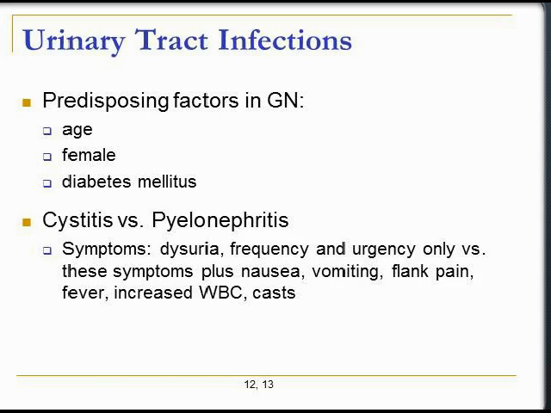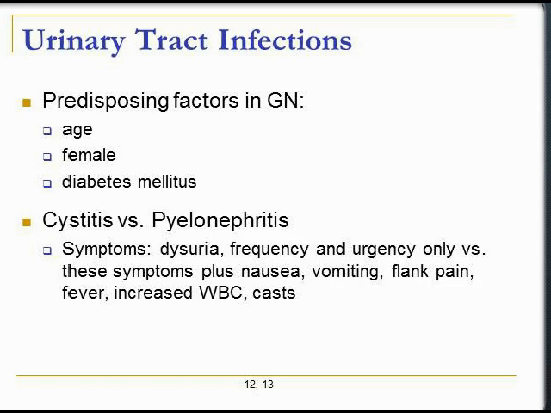Now, GN has a number of risk factors, and I do have risk factors listed on the bottom of page 12 and the top of page 13. She has risk factors including age, female sex, and diabetes. And always when you're faced with a UTI patient, you have to think, is this cystitis or pyelonephritis?